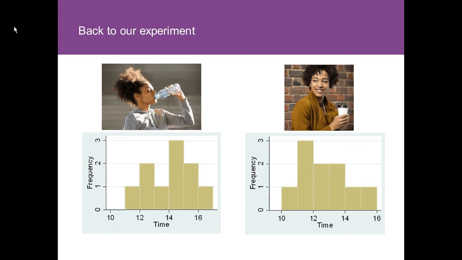So in each group we had one person in the water drinking group who ran 100 meters in 11 seconds, two who ran it in 12 seconds, whereas in the coffee drinking group we had one person who ran it in 10 seconds, three who ran it in 11 seconds, and so on.